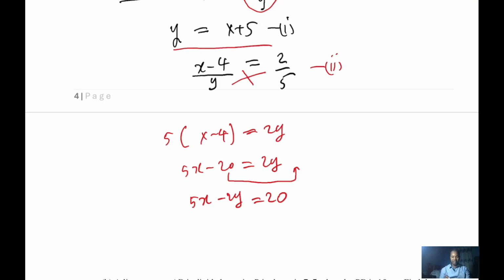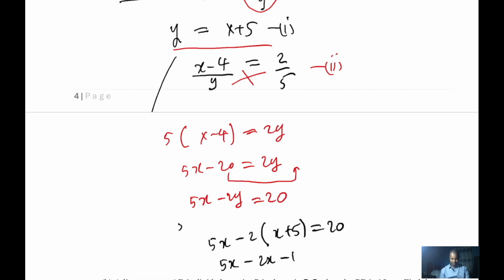So I can substitute y in this equation. So you have 5x minus 2 times y, which is x plus 5 here, equals 20. 5x minus 2x minus 10 equals 20. 5x minus 2x, you get 3x minus 10 equals 20. So you'll be taking this to the other side so that you have 3x equals 30.